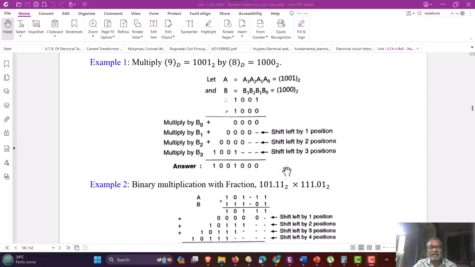And this number corresponds to decimal 32. That is, the binary equivalent of decimal 32 is 1001000.